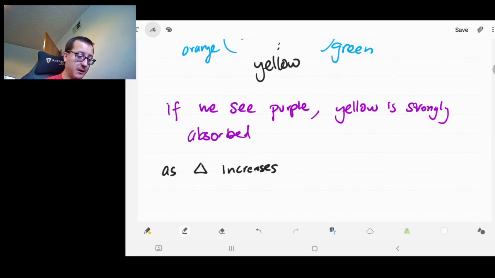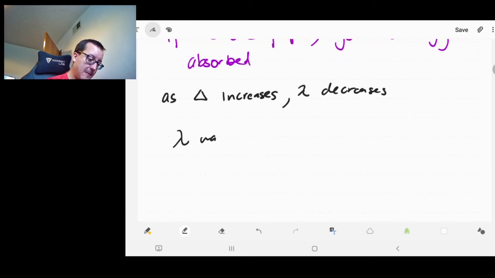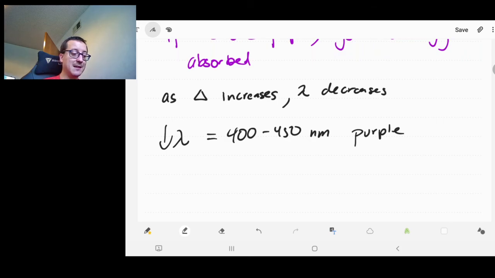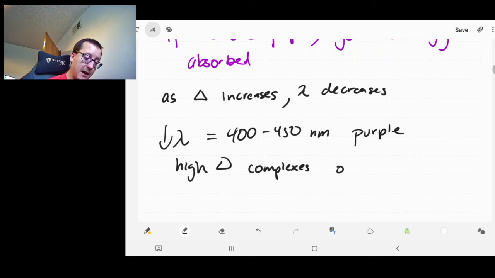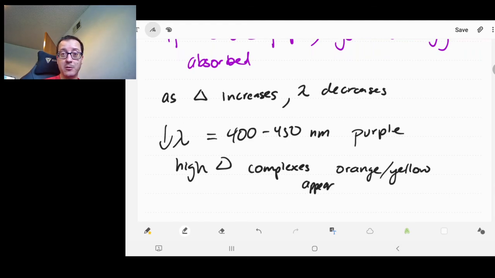Remember, as your energy increases, your wavelength decreases. We know that the lowest wavelengths are going to be around the 400 to 450 nanometer range. Those are purple. So if you have high splitting energy, those complexes are going to be kind of yellow-orange, somewhere in that color range. These will appear orange or yellow because the high energy blue-purple light is being absorbed, and so we're going to see orange-yellow as a result.